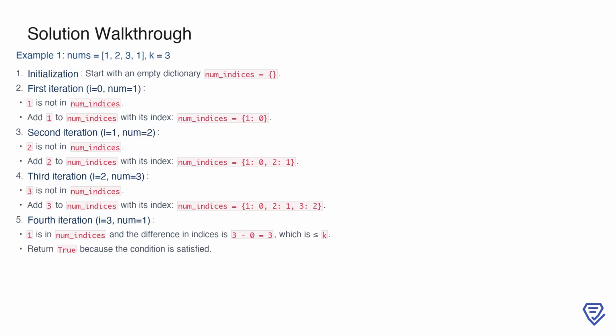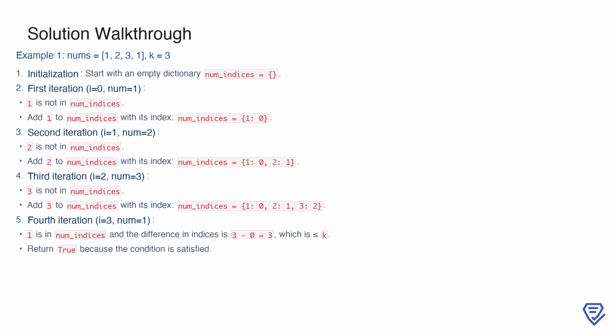To solve this problem, we start by initializing an empty dictionary called number_indices. This dictionary will help us track the last seen index of each number in the array. In the first iteration, the number is 1 at index 0. Since 1 is not in the dictionary, we add it with its index. Now, number_indices becomes {1: 0}.